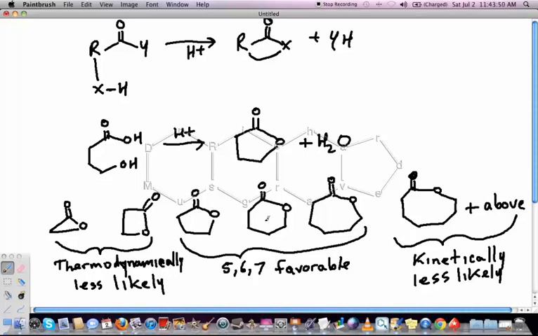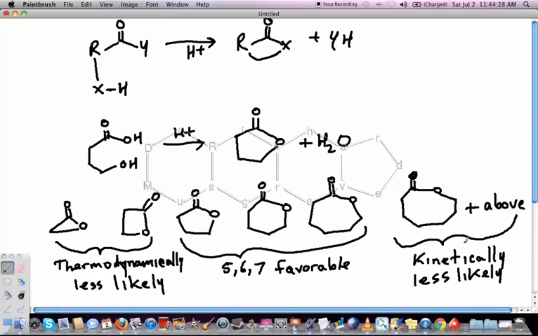What we notice about ring size is that the 5, 6, and 7 rings tend to be the most favorable ones. The reason for that is that if we look at 3 and 4 membered rings, we're going to have unfavorable bond angles. In the cyclopropyl type ring, we have 60 degrees, and 90 degrees in the 4-membered ring, and you know that these single bonds want to have sp3 hybridization, which is 109.5 degrees. So these ones are thermodynamically less likely because they're less stable due to their ring strain.